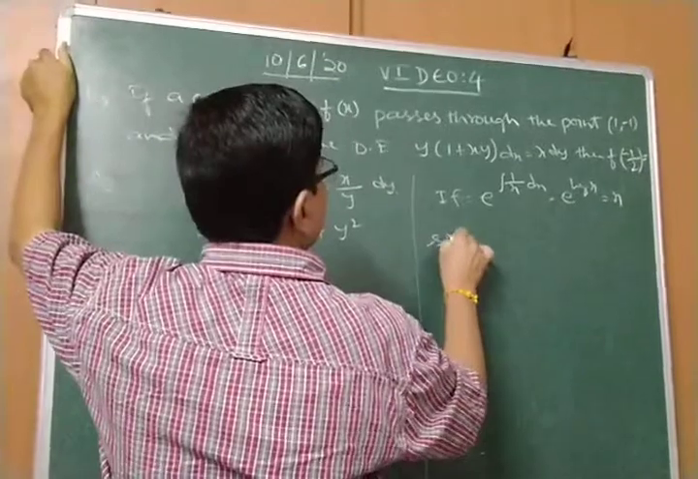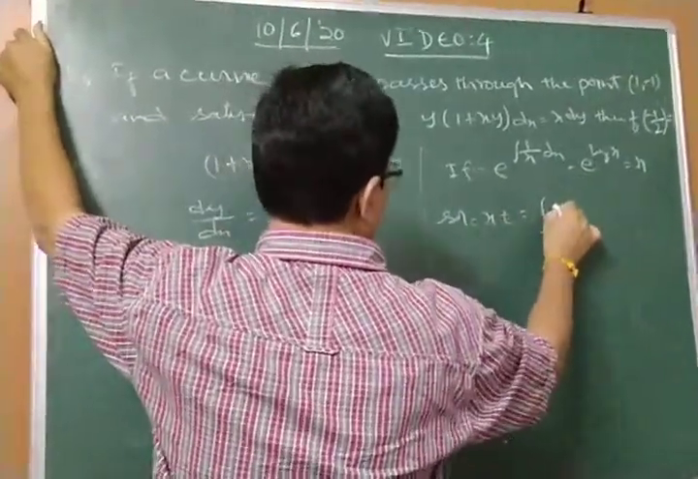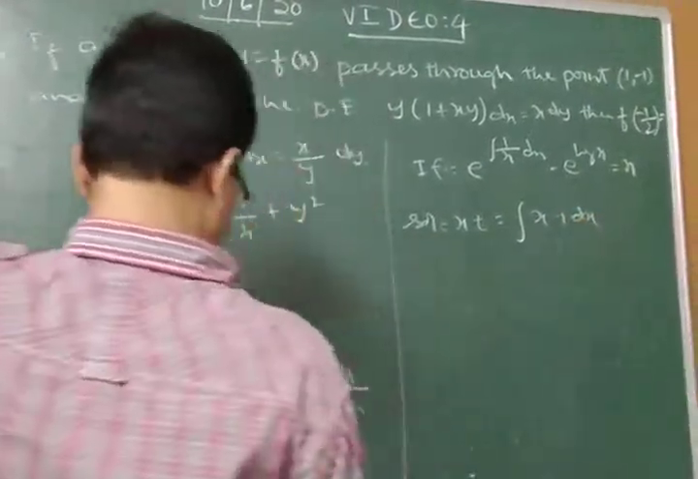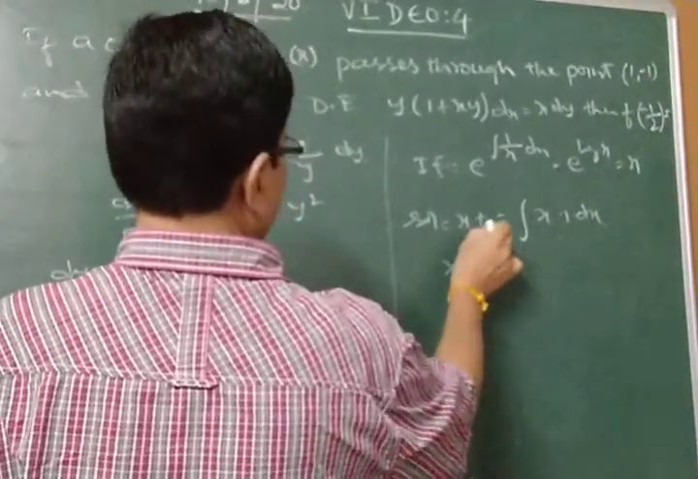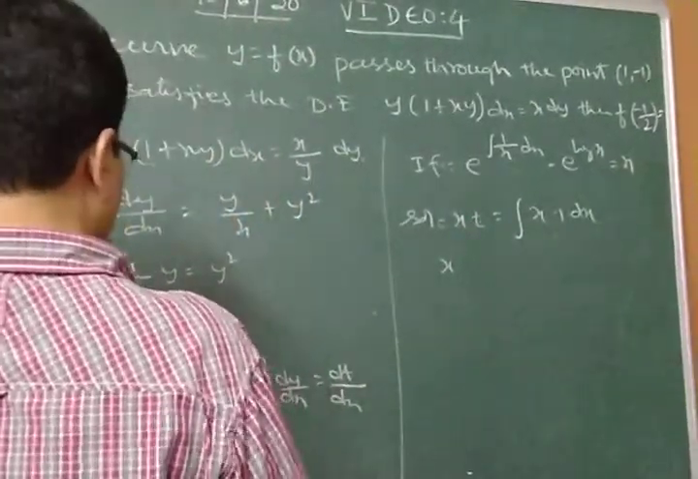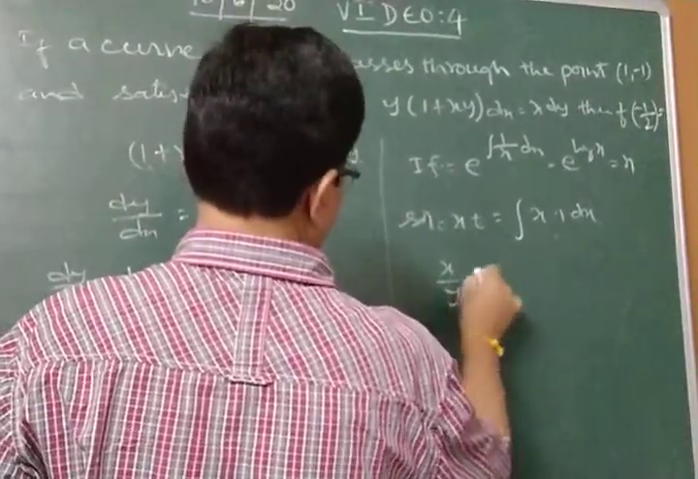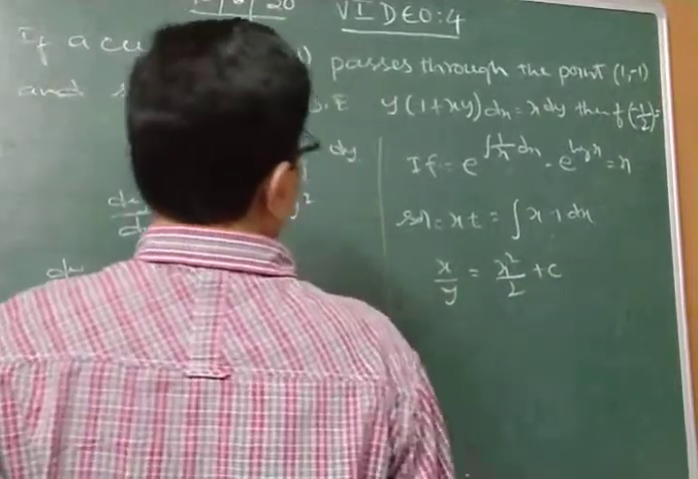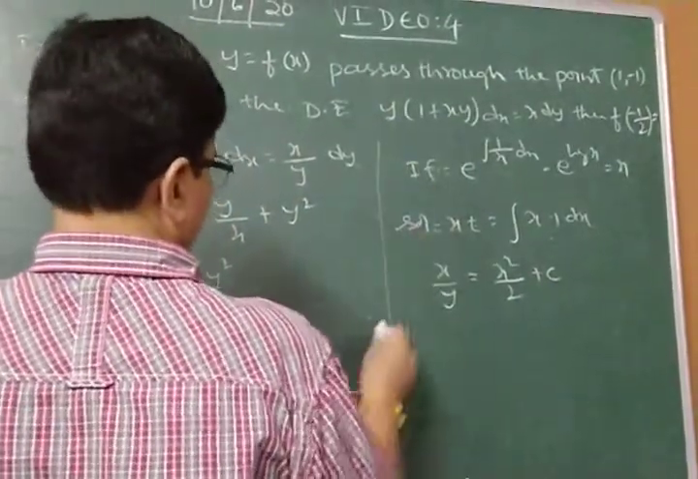Now the solution is x·t is equal to integral of x·1 dx. Now x·t means, what is t? t is y^(-1), so x/y is equal to x²/2 + c. This is the solution of the given differential equation.